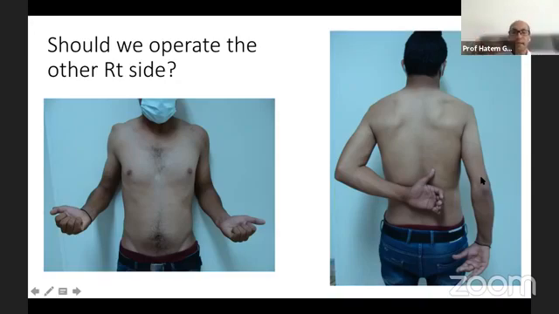We're able to reduce it. He came back 2 weeks follow-up. Everything is in place for now. And I hope he also has a good outcome similar to the left side.